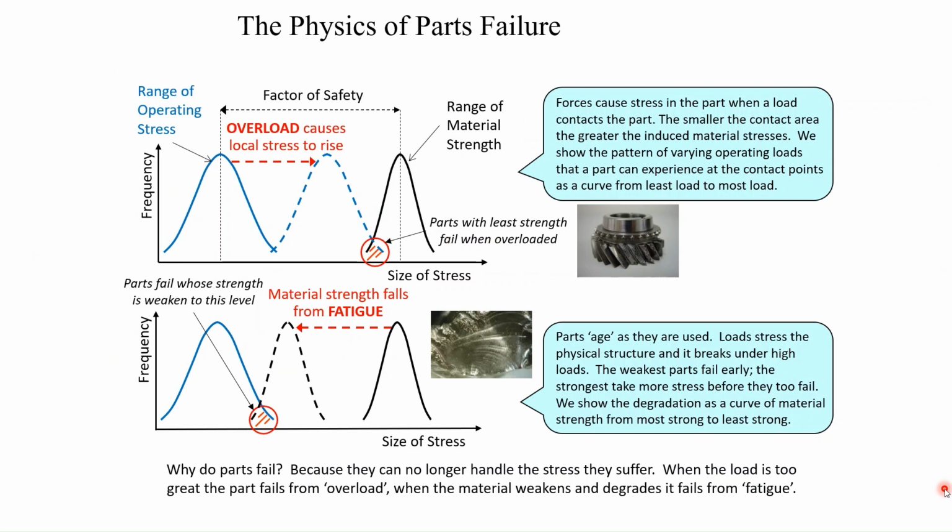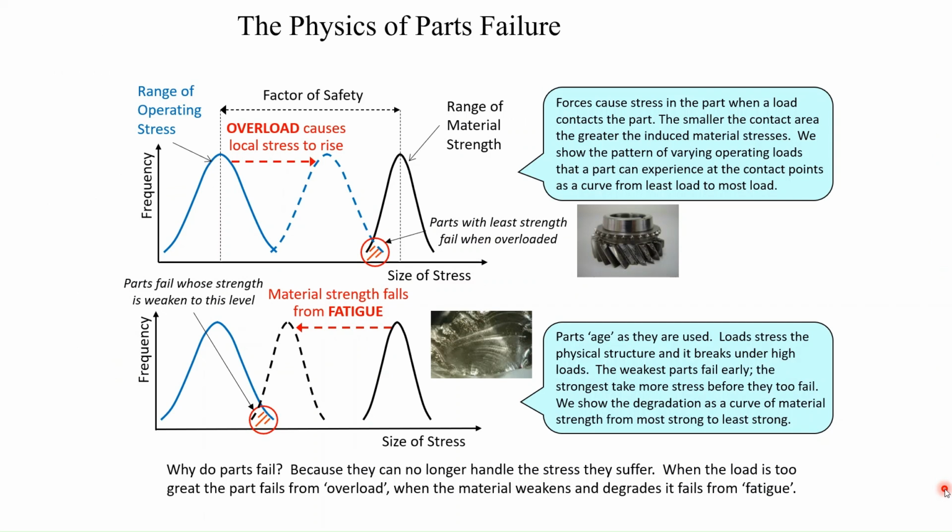Aging. Forces cause stress in the part when a load contacts the part. The smaller the contact area, the greater the induced material stresses. We show the pattern of varying operating loads that a part can experience at the contact points as a curve from least load to most load. Parts age as they're used. Loads stress the physical structure, and it breaks under high loads. The weakest parts fail early. The strongest take more stress before they too fail. We show the degradation as a curve of material strength from most strong to least strong.